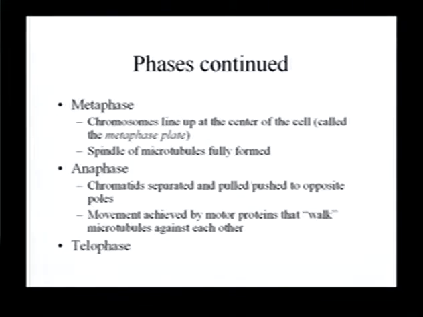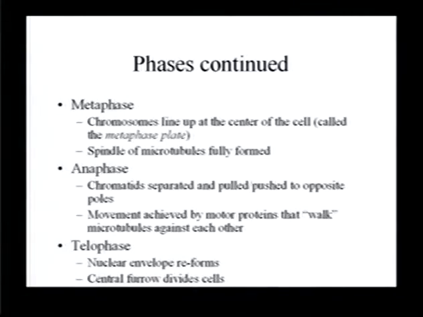And then in telophase, that's where we do cytokinesis. The nuclear envelope reforms, and the cells divide their cytoplasm. So you now have daughter cells. Okay? So that's the central furrow that divides those cells.